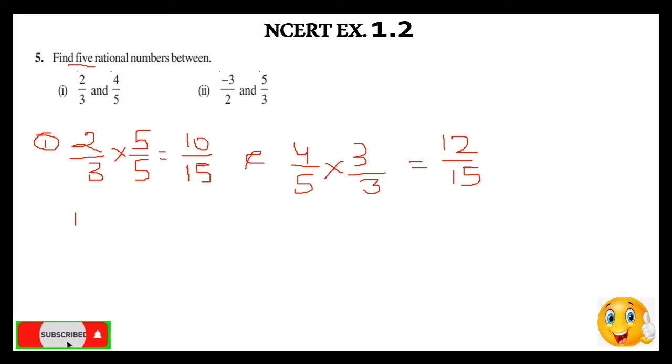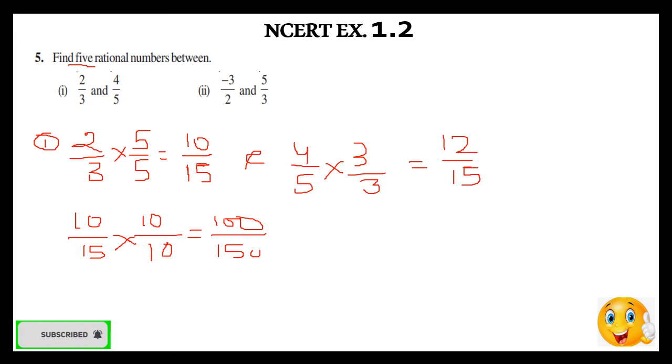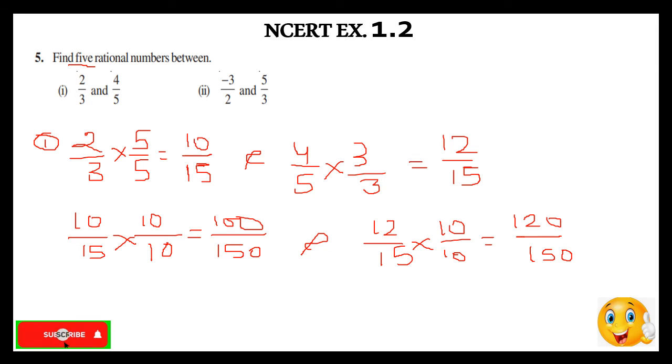to get the equivalent rational number. So you multiply 10 upon 15 by 10, and it will be 100 upon 150. So this 100 upon 150 is equal to 2 by 3, and we have 12 upon 15 multiplied with 10 by 10. So we have got the equivalent here, that is 120 upon 150. So now any 5 rational numbers between 100 and 120 with denominator 150 we can write.